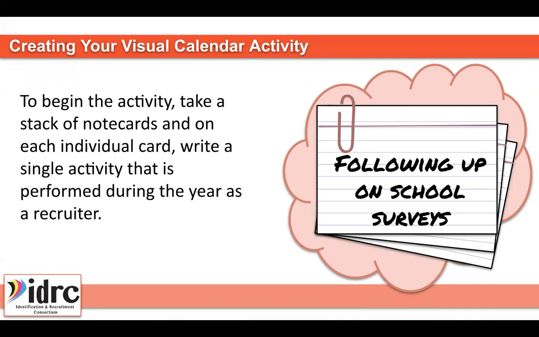If you're working as an individual recruiter on your individual ID&R plan, feel free to set aside the time where you can go through and think about everything that you do during the year. Now, as we're talking about this activity, feel free to go ahead and begin practicing. You might not have note cards with you, but if you have a piece of paper nearby or a notebook or even the notes app on your computer, open it up and begin typing out some of the activities that you do and follow along with the activity. So you can see how it's performed, and then you can complete it in your own time.